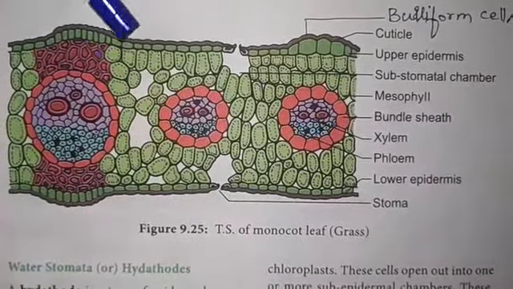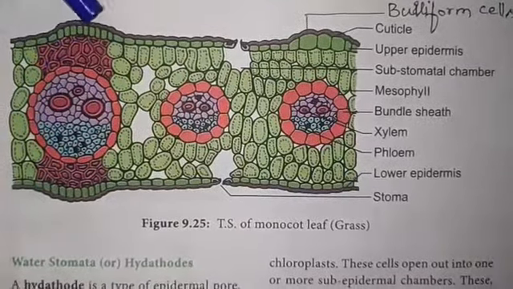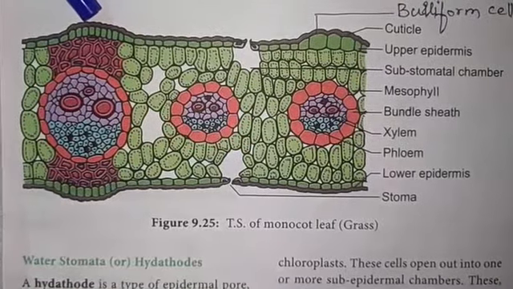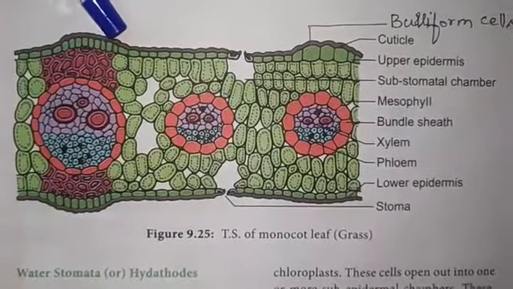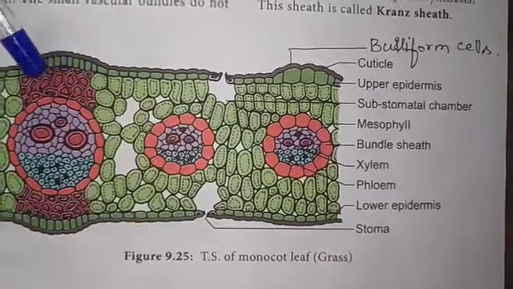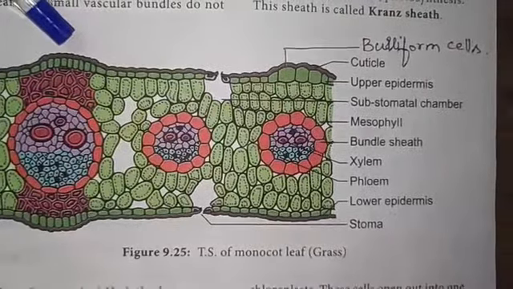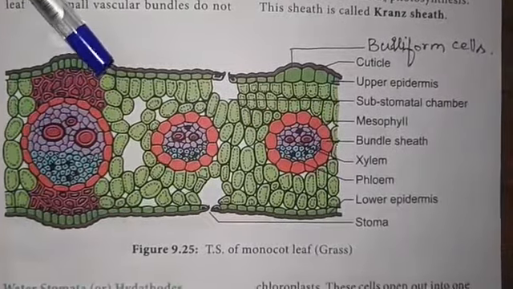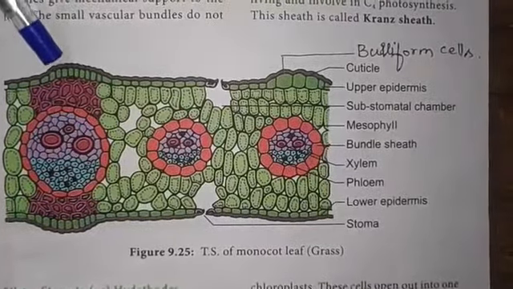In grass leaf, the upper and the lower epidermis are present. Both the epidermis are made up of a single layer of thin-walled parenchymatous cells. The outer walls are covered with a thick cuticle compared to the lower epidermis. The stomata are more in number in the lower epidermis compared to the upper epidermis.